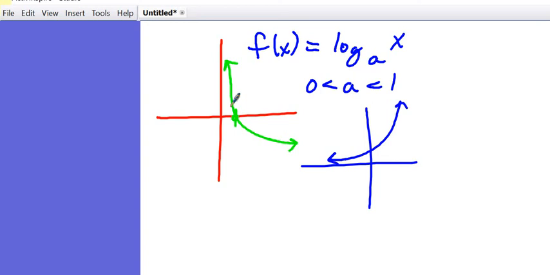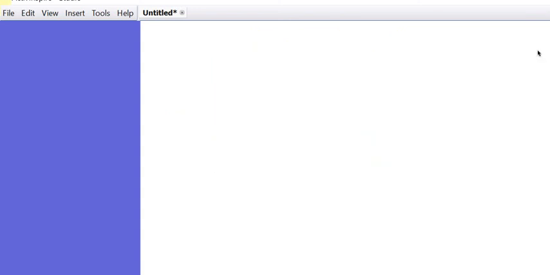This is the inverse of that decay function, when my base value of the log is between 0 and 1. In other words, a fraction like 1/4 or whatever. I told you all that stuff now so that we can graph some of these basic things.